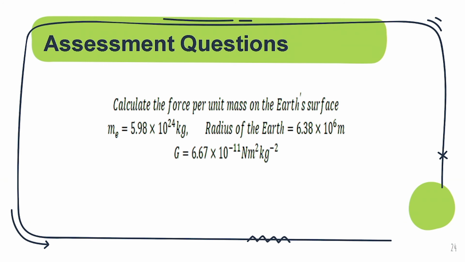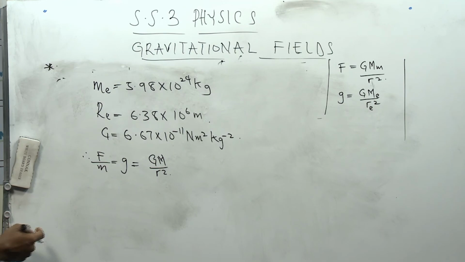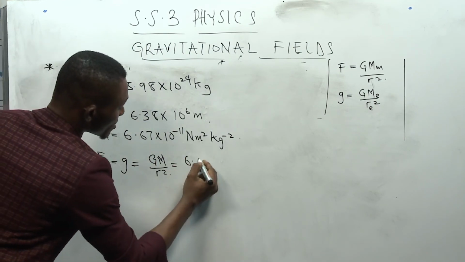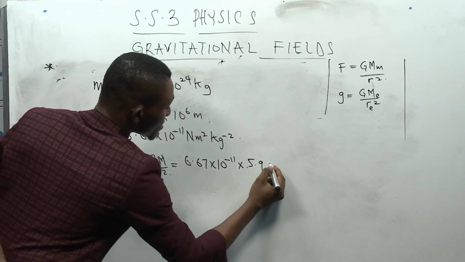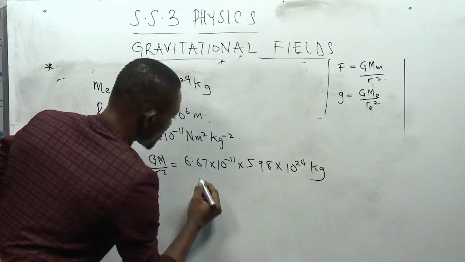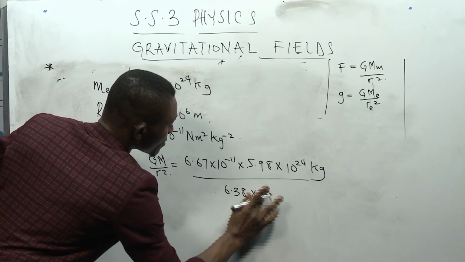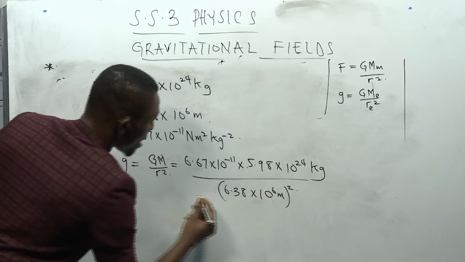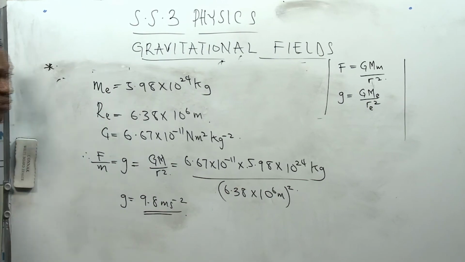So the force per unit mass is also given as g. Our small g, which is the acceleration due to gravity, is also known as the force per unit mass. And this is equal to GM over r squared. So if we put in these values, g is 6.67 times 10 to the power of minus 11 multiplied by the mass of the Earth, 5.98 times 10 to the power of 24 kg, all divided by r, which has a value of 6.38 times 10 to the power of 6 meters, all squared. If we do this, we get a value for g of 9.8 ms⁻², which is the acceleration due to gravity of the Earth, and is synonymous with the force per unit mass acting on the Earth's surface.